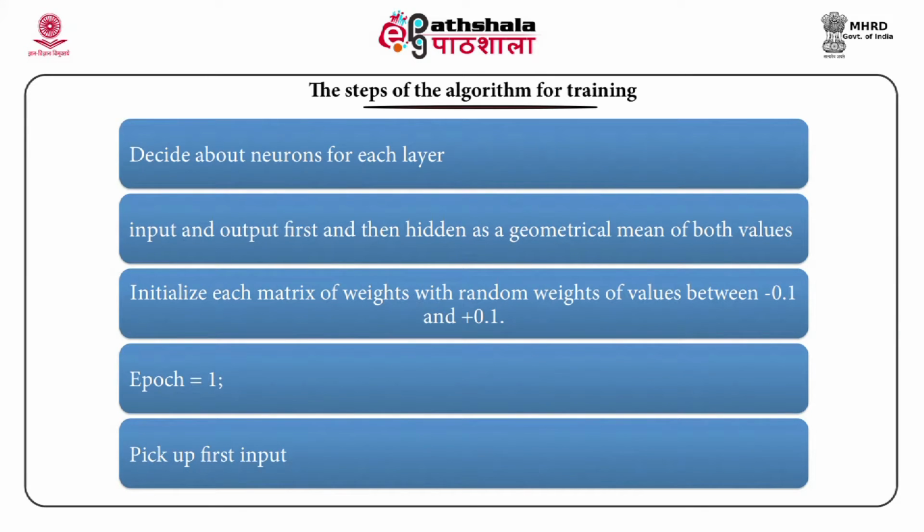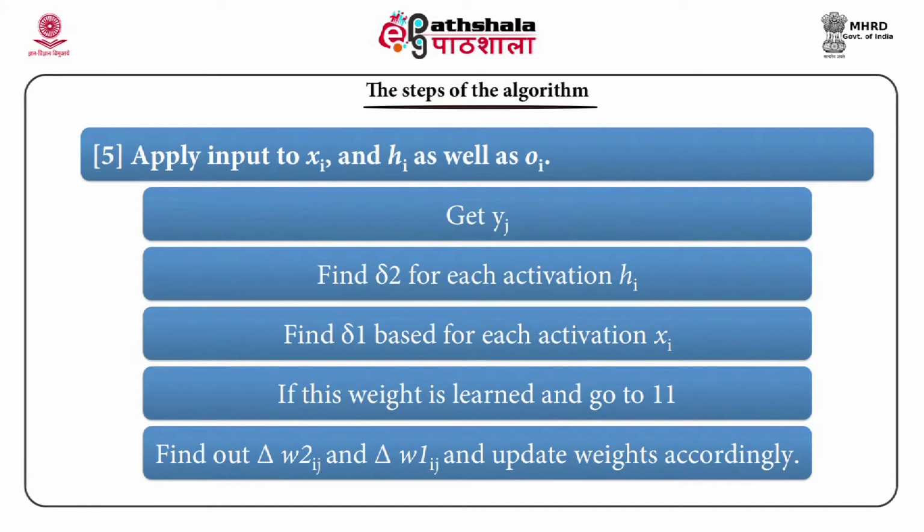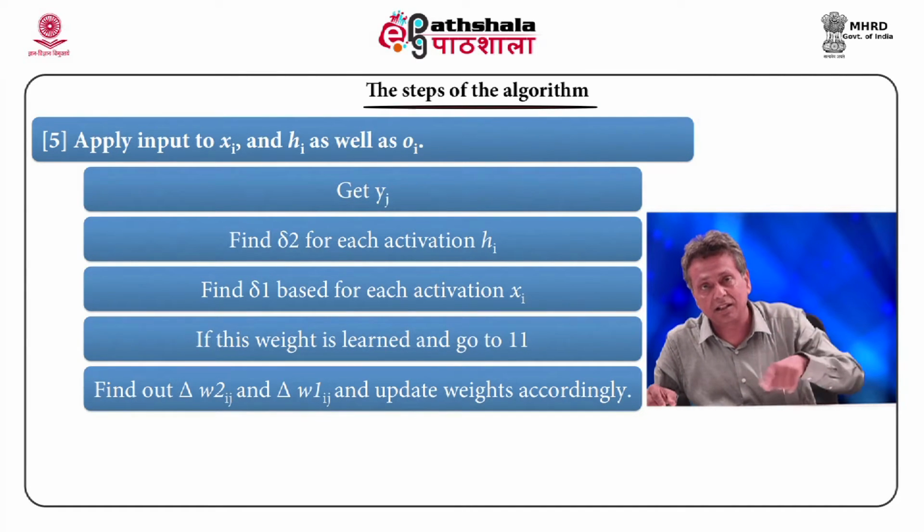And we begin with our epoch as 1. Now you pick up the first input. For that input, obviously all the I values you just provide to the xi's, and you let the hi be calculated. You know how it is calculated. The OJ are also calculated. Find errors. How do you find errors? You'll have to get the correct value for output units. So they are called yj's. So get the yj's, find delta 2, the error at the output unit, and find delta 1, the error at the hidden unit.